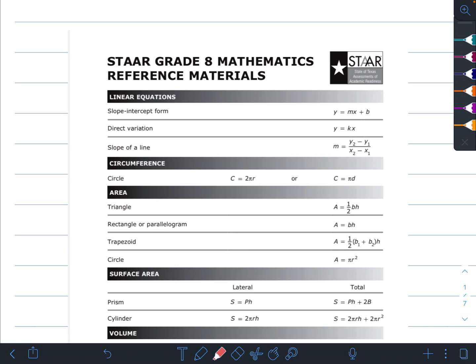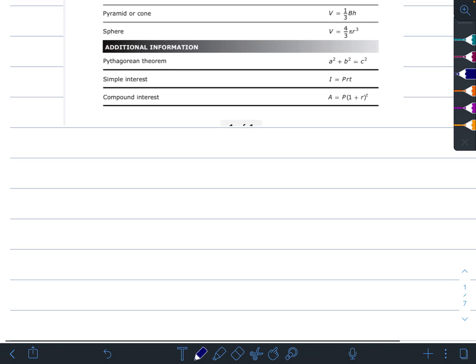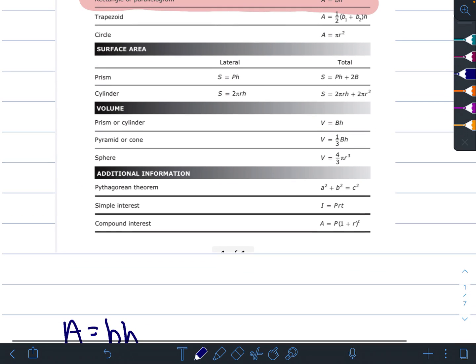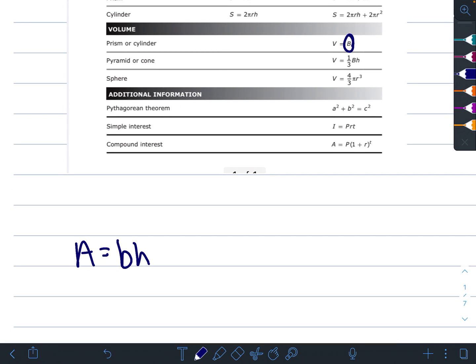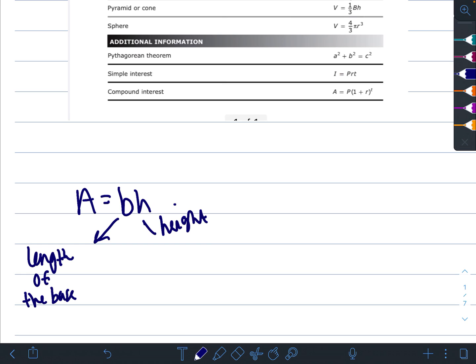And the first thing that we're going to look at is area of rectangles. So that's your formula, A equals BH. I know that you may want to get it confused with the big B that we have been messing with in volume, but notice that one is a capital B and this one is a lowercase b. So that lowercase b is basically representing the length of the base, and this is going to be our height of our rectangle.